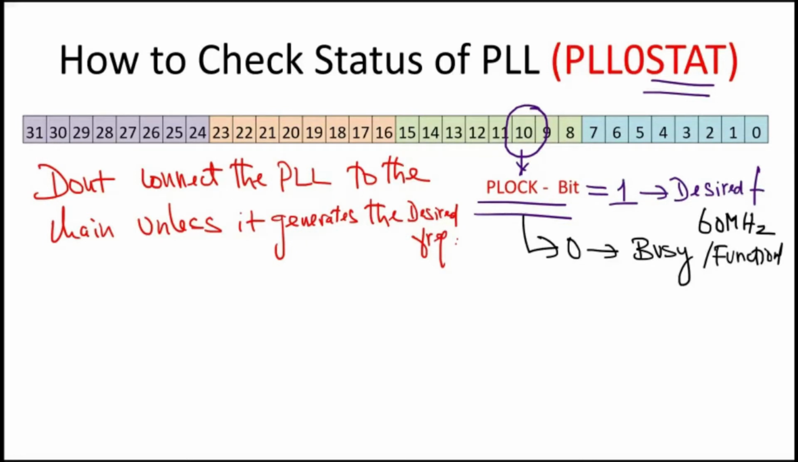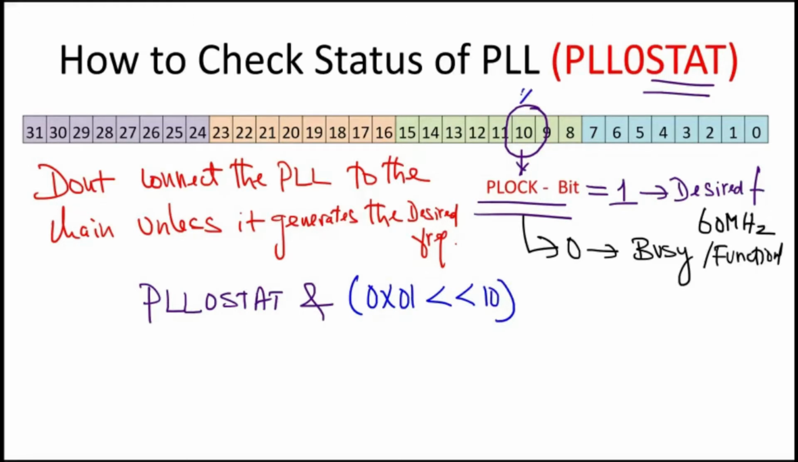So how do I know that the PLL has generated the 60 MHz output? This is where the status register comes into picture. So how do I do that? I take the PLL 0 status register. I perform a bitwise AND with hexadecimal 01, left shifted 10 times. Why? Because I am interested in checking the 10th bit.